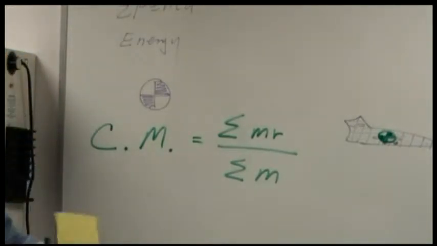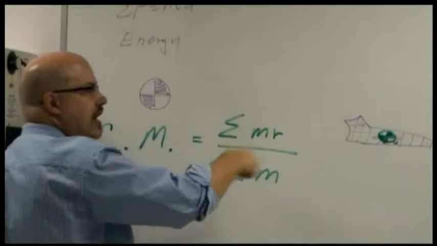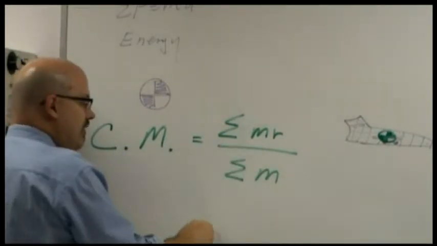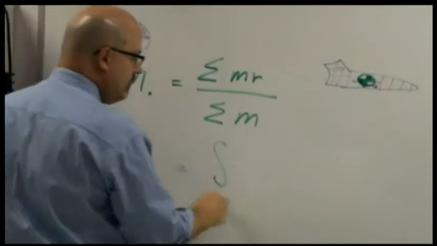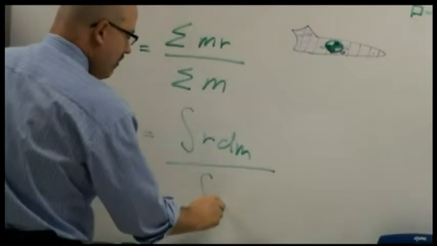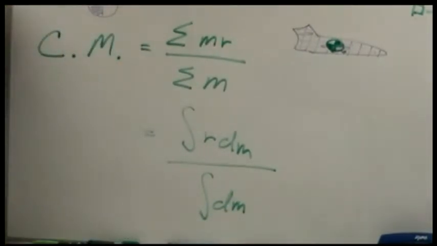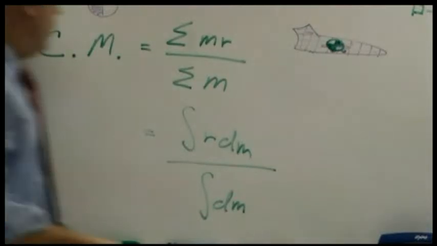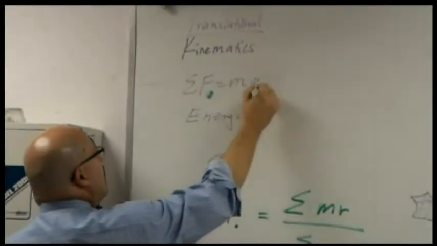So if we have a discontinuous object, a lumpy mass object like this, we use the sum. If we have a continuous object, it's the integral of r dm over the integral of dm. And there you go. Now we will do a couple of those each. All right, we talked about that. F equals ma. Remember in F equals ma, we're only talking about the center of mass. You might want to mark that down.